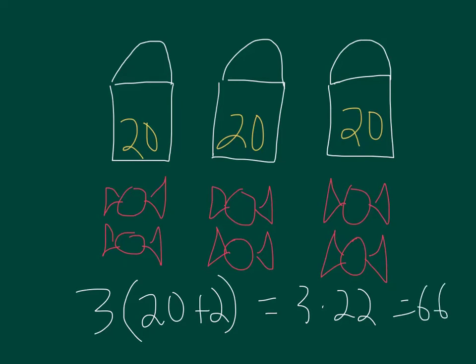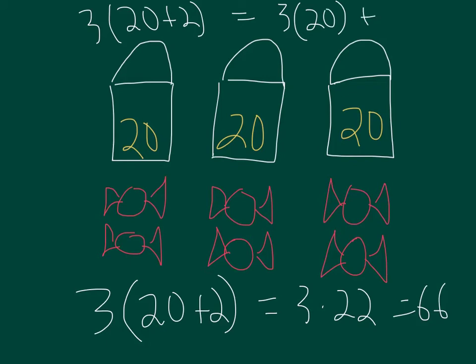What if I said 3 times 20 plus 2? Is that the same thing as if I did 3 times 20, which means 3 times the number in your bags, and 3 times the number that I just gave you, right? Let's see. 3 times 22 is 66. 3 times 20 is 60, and 3 times 2 is 6. Then I would do 60 plus 6, and I would get 66. So again, I got the same answer, and that is the distributive property.